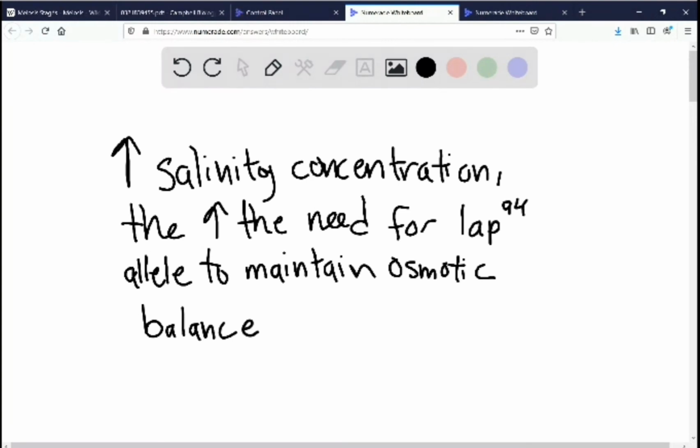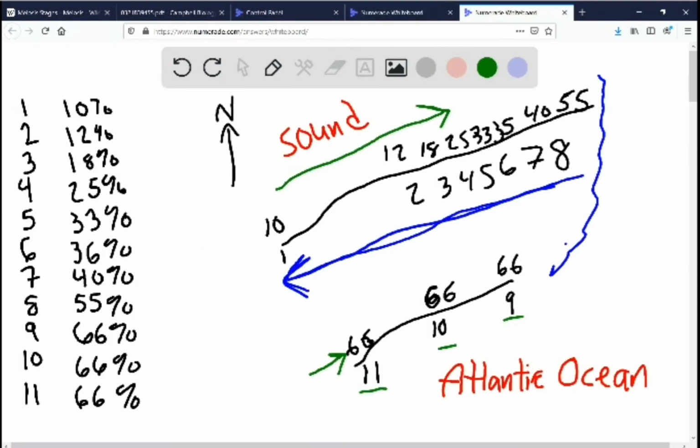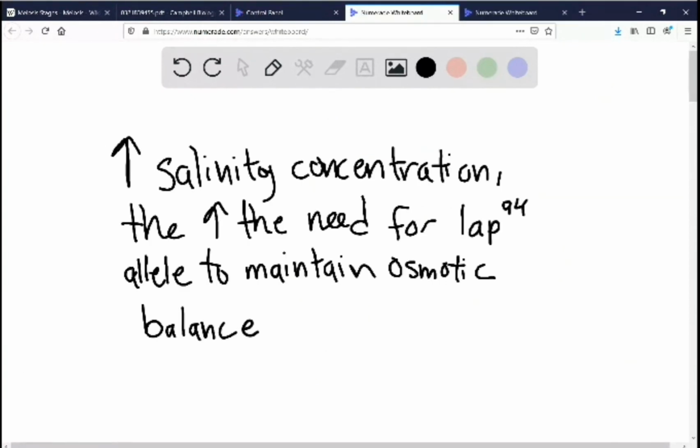Because remember, those values that were really close to the ocean were really high, which requires the species to neutralize these higher values so that it can survive, essentially. And the way it does that is through expression of this gene, the LAP94 gene. So the closer you are to the ocean, the higher the concentration of salinity, the more expression of this gene you're going to witness in order to maintain that osmotic balance.